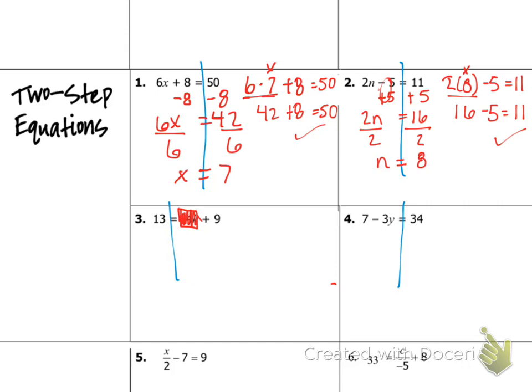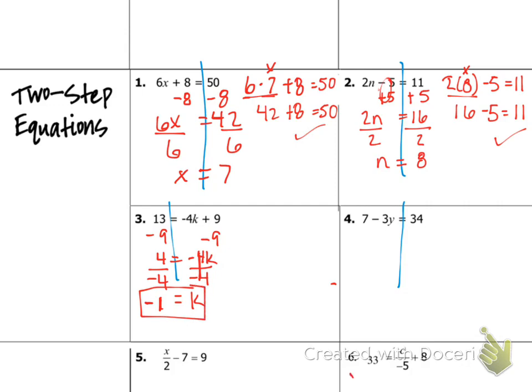Number 3, we have negative 4k plus 9. So I'm going to put my bookmark over that one. I'm going to subtract 9. We have 4 equals, take my bookmark off, negative 4k. So now, what's the opposite of multiplying by negative 4? Well, it's dividing by negative 4. So that one's out, so the only thing left on that side is k. 4 divided by negative 4. Well, 4 divided by 4 is 1. A positive divided by a negative is a negative. So our answer is negative 1.